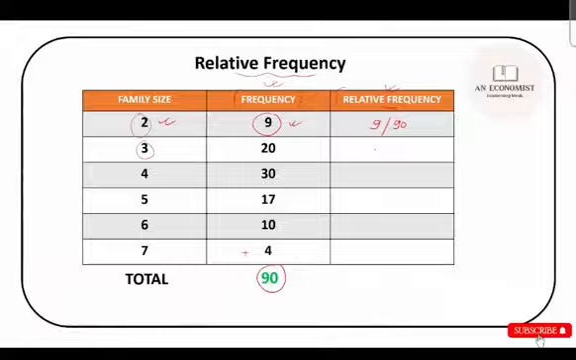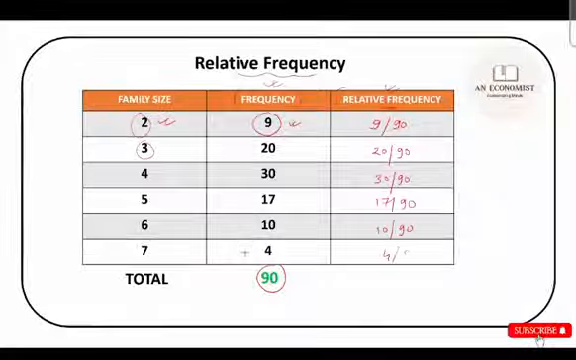Similarly for 3 you have 20 families out of 90. Here you have 30 families out of 90, 17 families out of 90, 10 families out of 90, and 4 families out of 90. If you add them you will get 1. So the cross checking method of relative frequency is that just add them. If you get 1, then you have correctly written it, right? So in the relative sense you will say that you have 9 families out of 90 families which have a family size of 2.